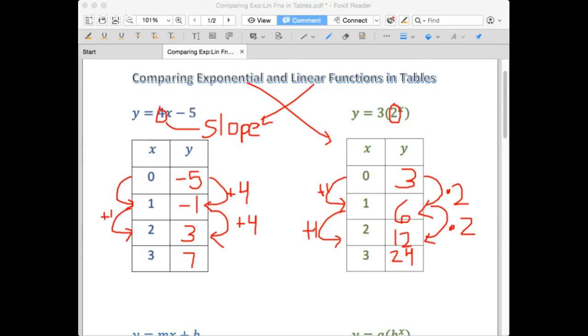I would like to go back to, here we go. I think I did the wrong thing. Hi, I'm back again. So does that help you out a little bit with exponential and linear functions in tables? That was just the refresher I needed.